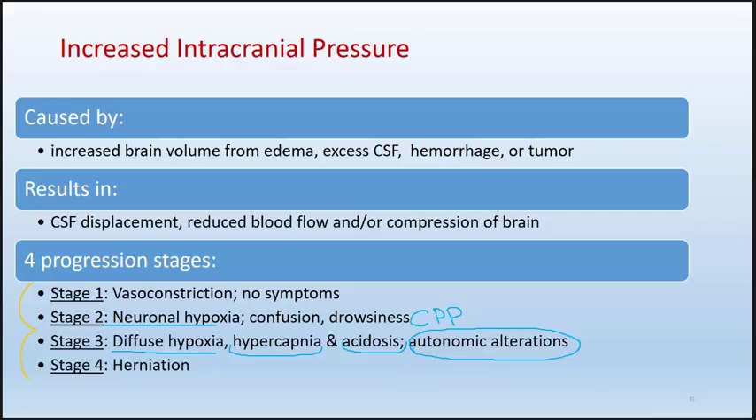And then stage 4 leads to herniation of brain tissue, and this is where brain tissue will move from the region where it is under higher pressure to an area of lower pressure, so really taking the path of least resistance. And so we'll talk about herniation on an upcoming slide.